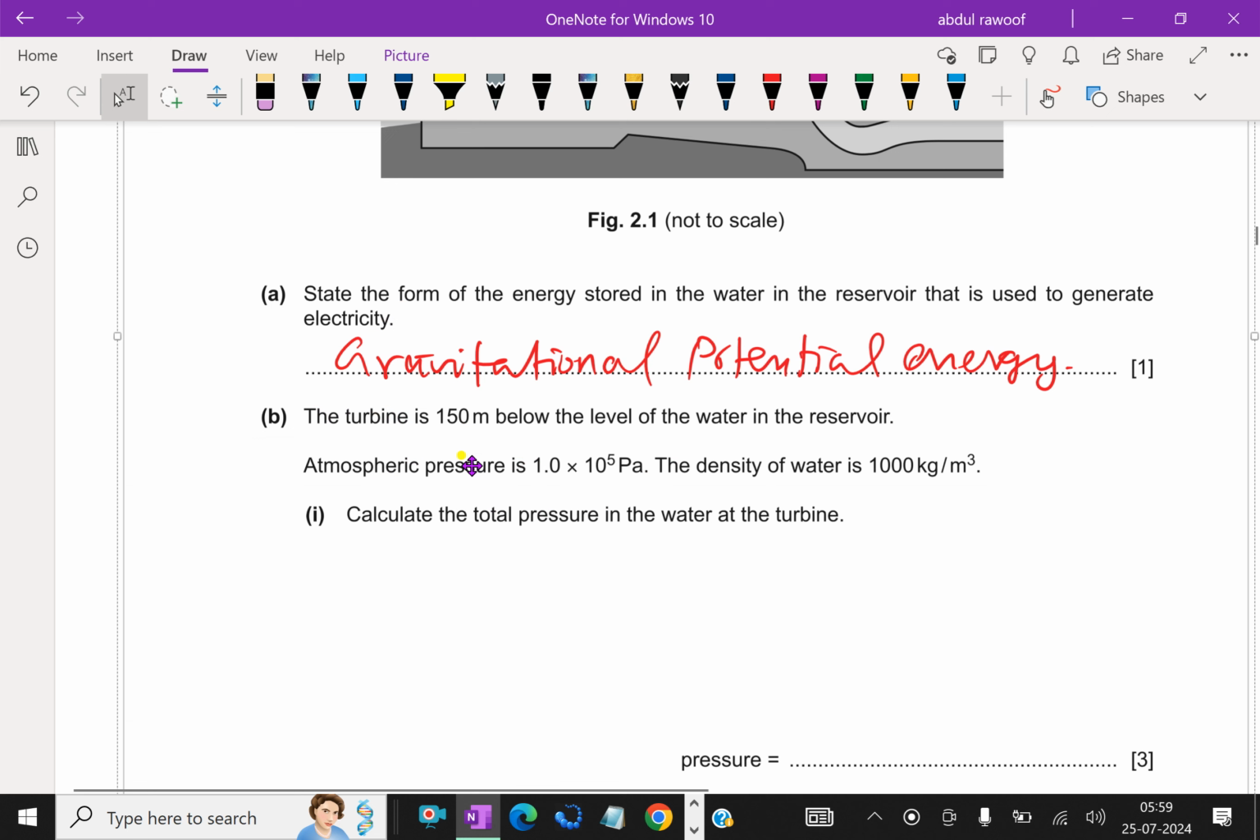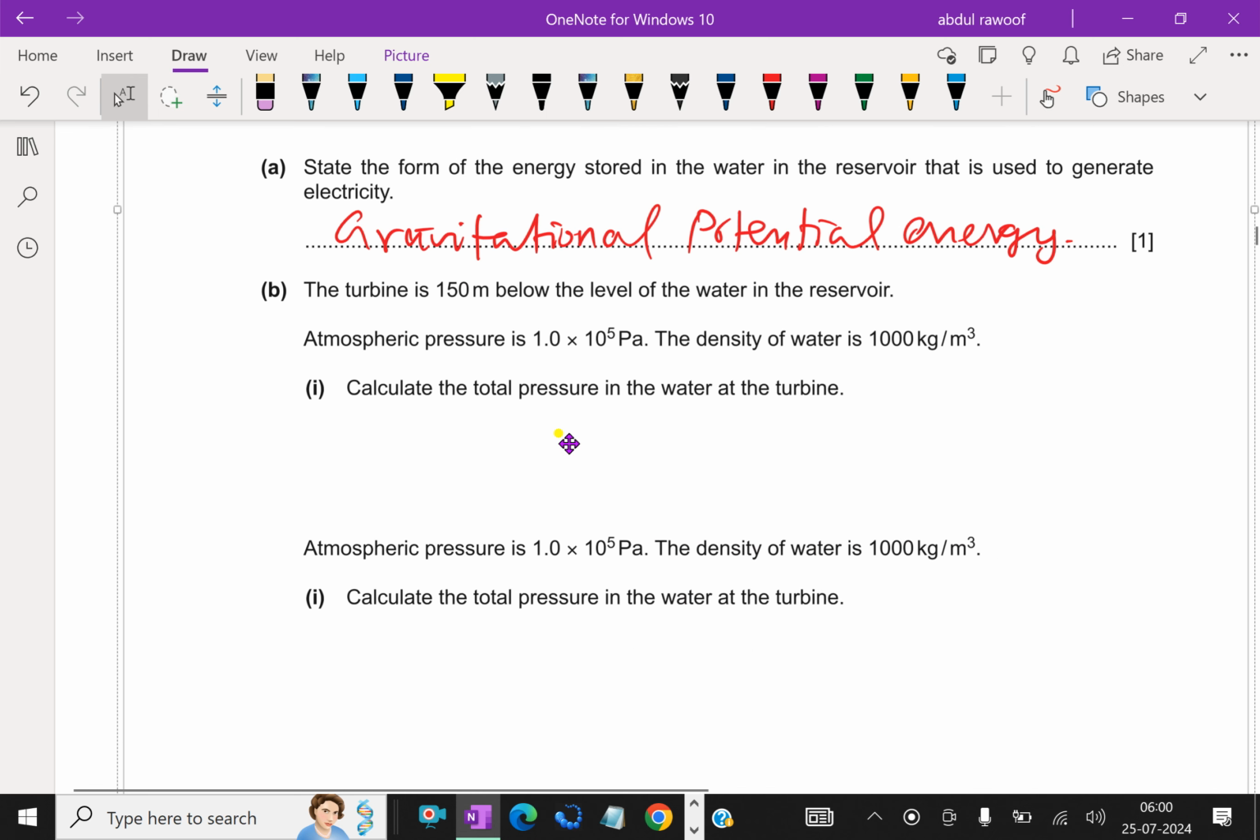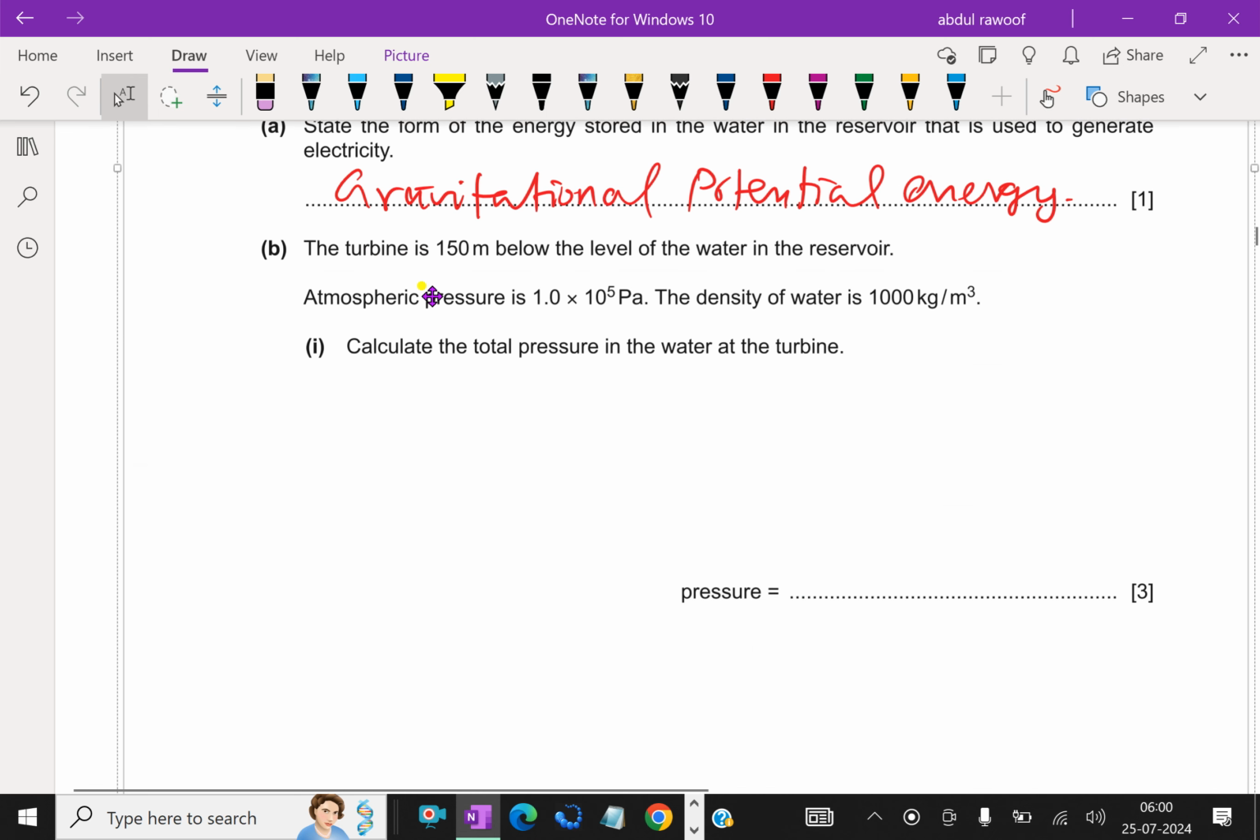The turbine is 150 meters below the level of the water in the reservoir. The turbine is here, 150 meters below the water surface. Atmospheric pressure is 1 times 10 to the power 5 pascals. The density of water is 1000 kilograms per meter cubed. Calculate the total pressure in the water at the turbine.